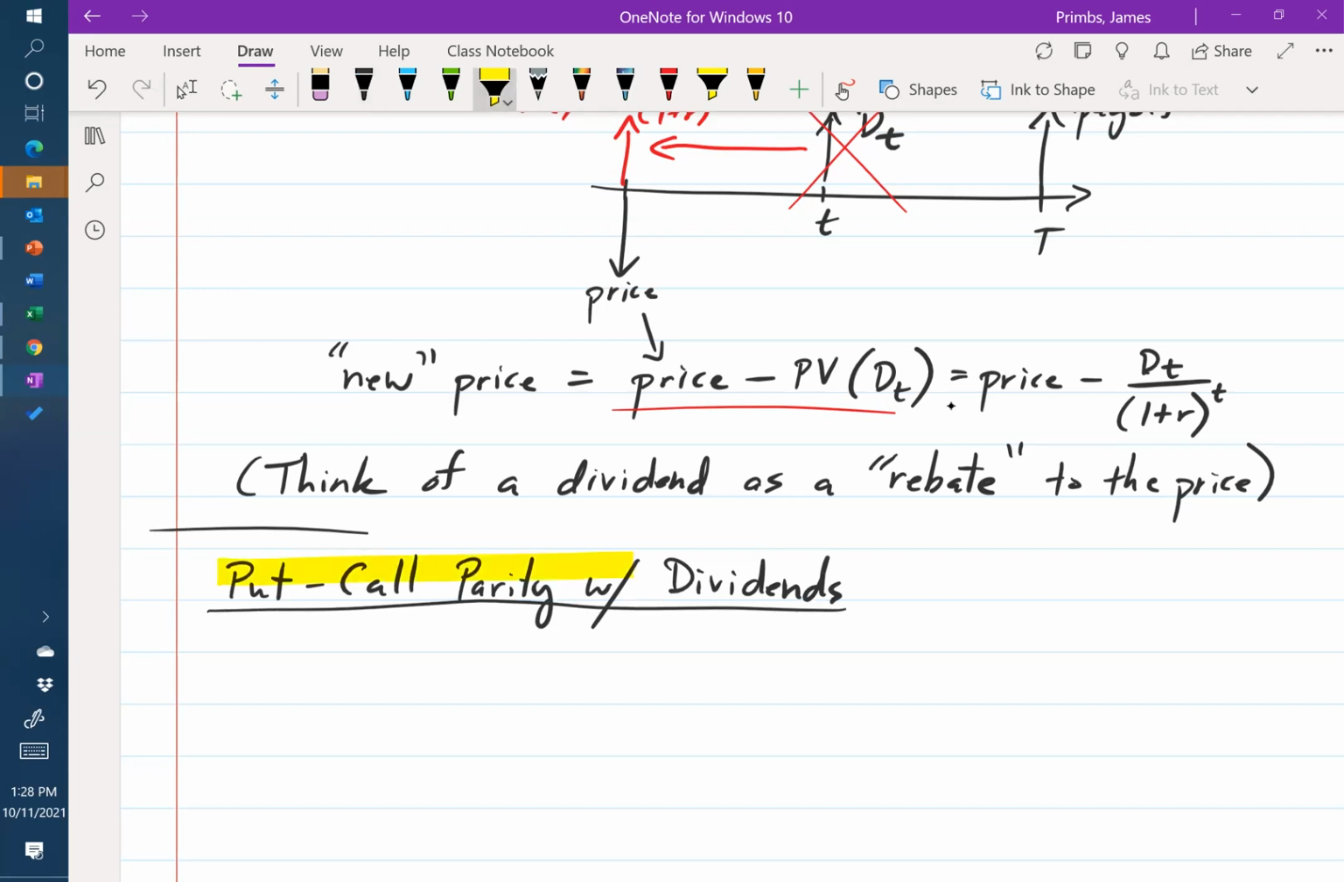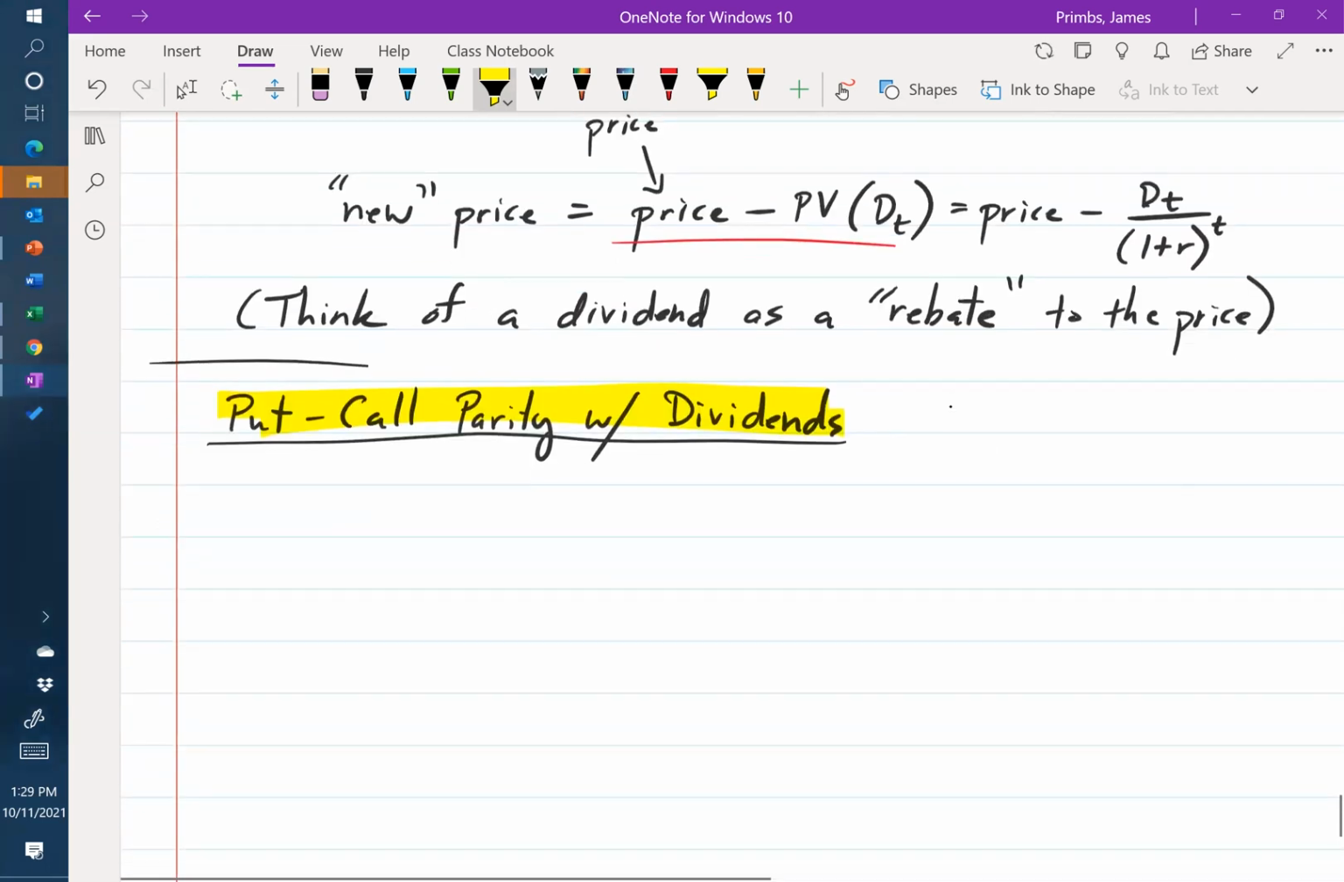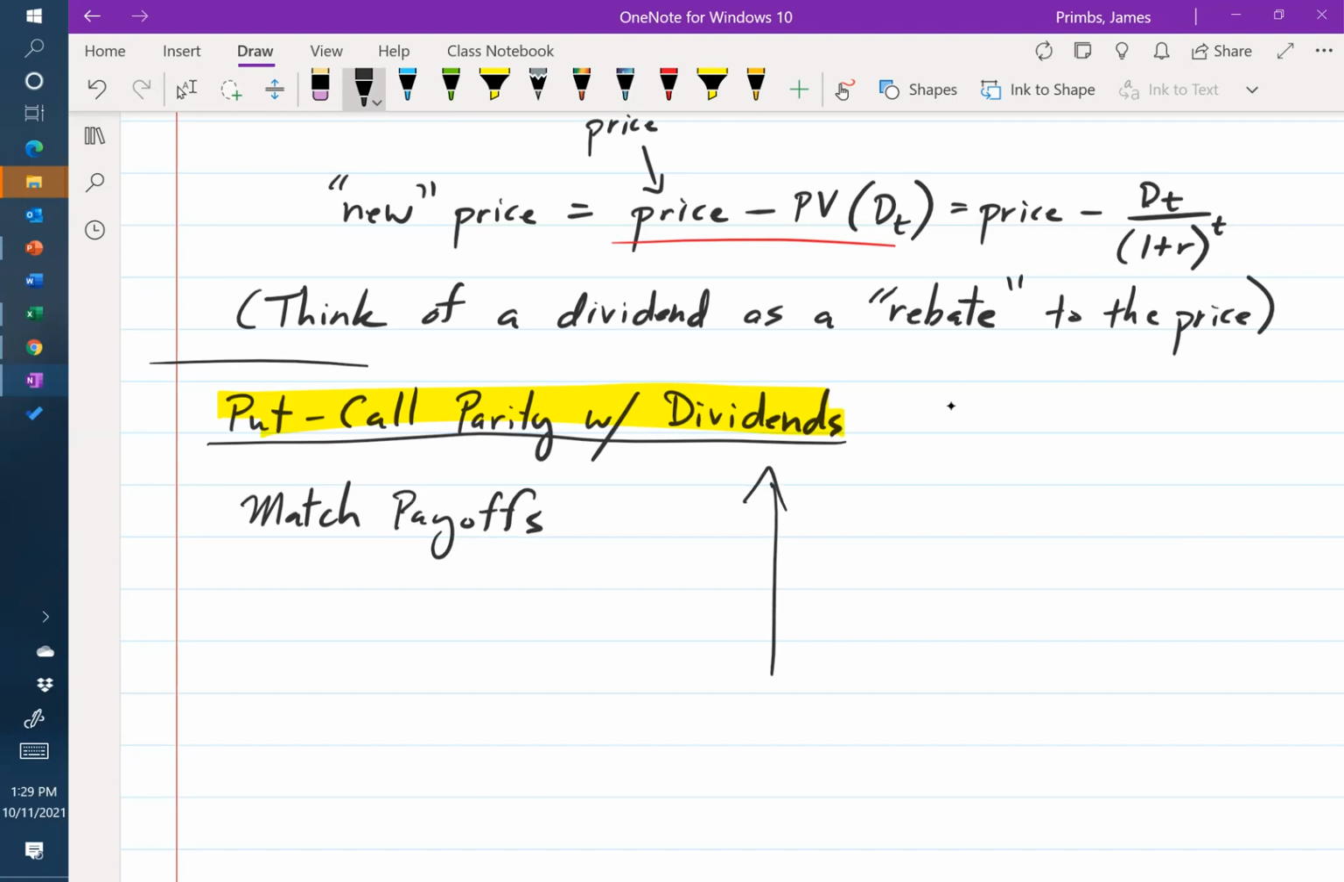Let's highlight this. This is a new section there. All right, so here's the idea. Let's do just like we did before. We're going to match payoffs. What was our picture before?